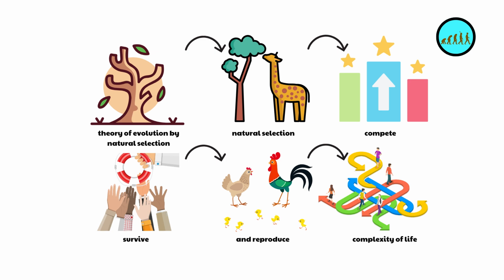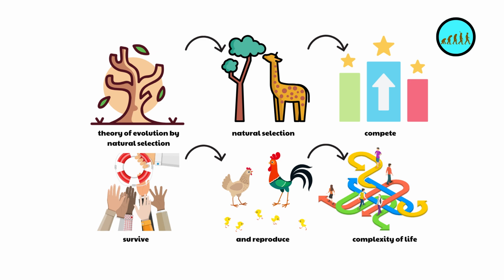The theory posits that all species of organisms arise and develop through the natural selection of small, inherited variations that increase the individual's ability to compete, survive, and reproduce. In other words, organisms best adapted to their environment are more likely to survive and pass on their genes.